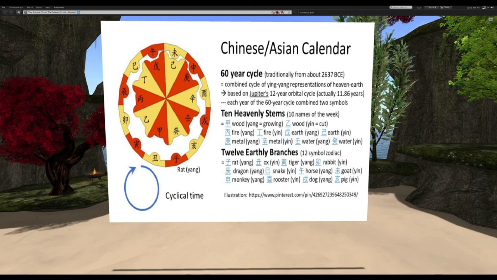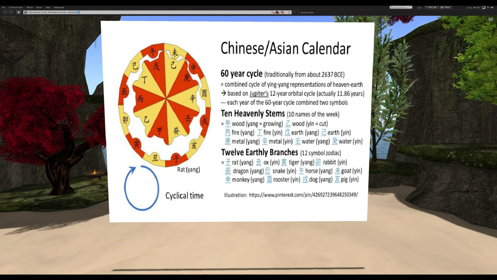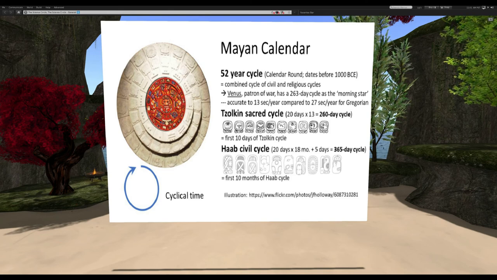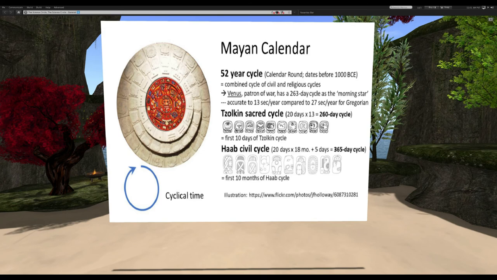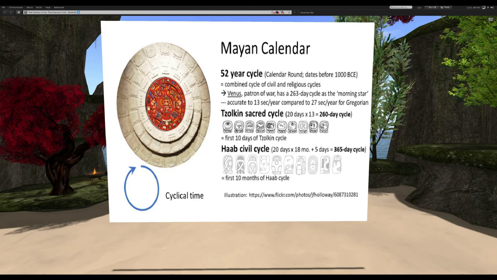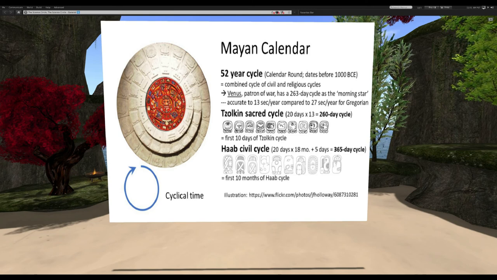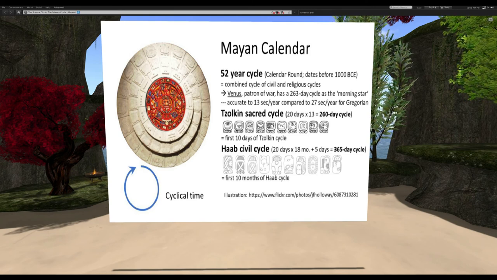If you look at it, that's kind of a cyclical calendar. I'm almost done here. The last one I wanted to take a look at was the Mayan calendar. What's fascinating again is the commonalities. You look at the Mayan calendar and the Chinese calendar, and you've got some similar ideas. This one's based on Venus instead of Jupiter.